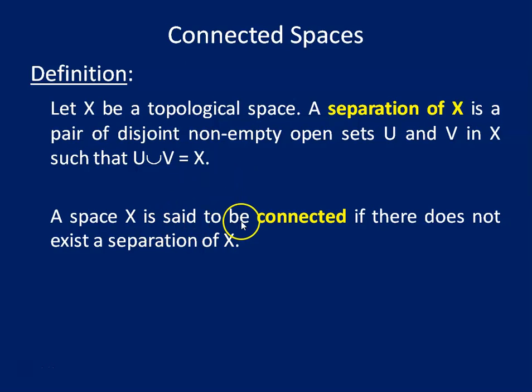A space X is said to be connected if there doesn't exist any separation on X. A space is said to be connected if there doesn't exist a separation of X.